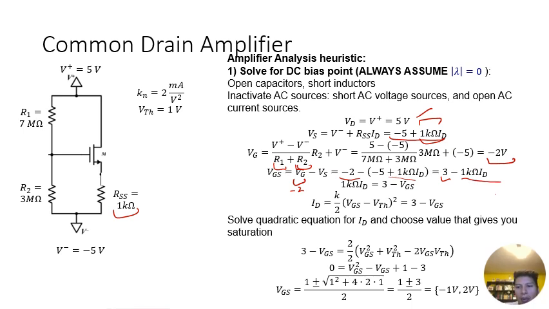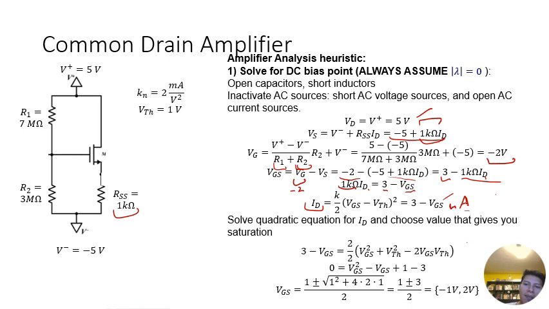I can solve this equation for ID so that I get that ID is actually equal to 3 minus VGS divided by 1,000. And so here what I'm going to do is actually write ID in milliamps so that I don't have to actually divide by 1,000. So now I have that ID is equal to 3 minus VGS milliamps. So remember, 1 kilo ohm divided by I will just give me milli.